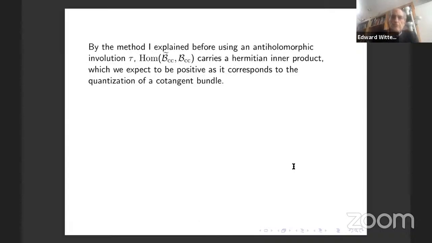So by the method I explained before, using an anti-holomorphic involution tau, this Hilbert space carries a Hermitian inner product, which we expect to be positive definite, as it corresponds to the quantization of a cotangent bundle.